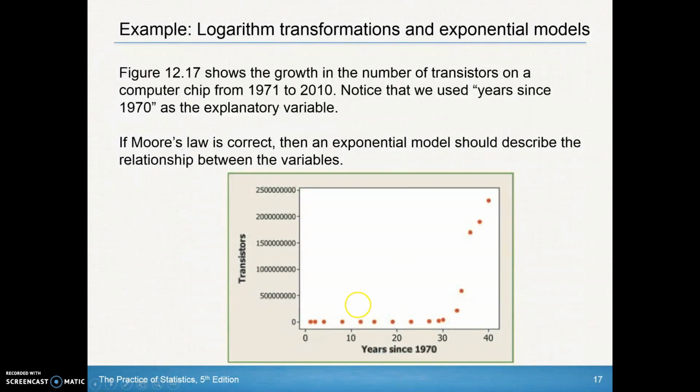This figure 12.17 shows the growth in the number of transistors on a computer chip from 1971 to 2010. So we'll plot this. 0 is the number of years since 1970, so there's 1971 right there. And then 2010 will be out here. That's 40 years past 1970. So if Moore's law is correct, then an exponential model should describe the relationship between the variables. This definitely certainly looks like an exponential model, an exponential growth model.